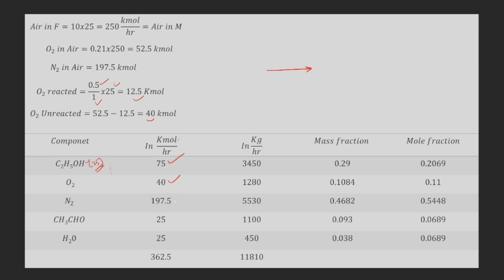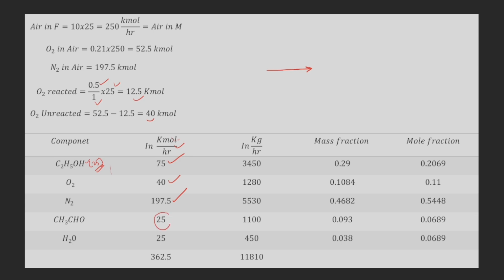N2 will be the tie component. It does not take part in the chemical reaction. So whatever quantity we have in the input, it will be the same quantity we get at the output, 97.5. It is in kilomole per hour.